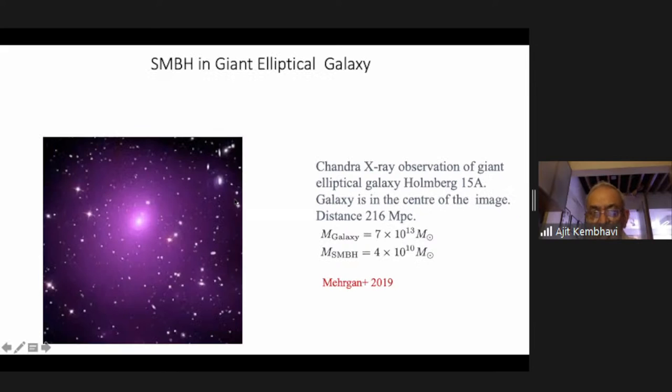Then, on the other hand, you have got here a giant elliptical galaxy. Okay, this is Holm 15A. Now, this elliptical galaxy is here. You can see it right in the center of the image. And you find there that the mass of the galaxy itself is about 7 into 10 to the 13 solar masses. It's a very massive galaxy, much more massive than our galaxy. And the estimated mass of the supermassive black hole is 4 into 10 to the 10 solar masses. So one black hole, I have shown you an object where you've got a black hole which is rather low for supermassive black holes, and this one is at the higher end of supermassive black holes.